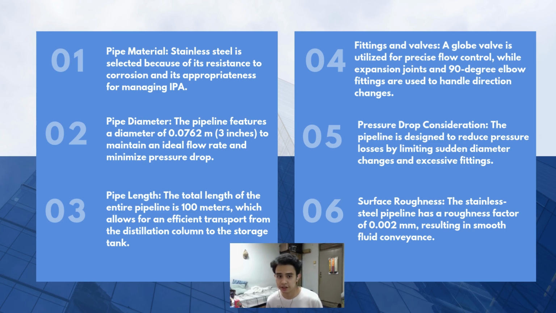Next up, we have our pressure drop consideration. The pipeline is designed to reduce pressure losses by limiting sudden diameter changes and excessive fittings. Last but not least, we have our surface roughness. The stainless steel pipeline has a surface roughness factor of 0.002 millimeters, which results in a smooth fluid conveyance.